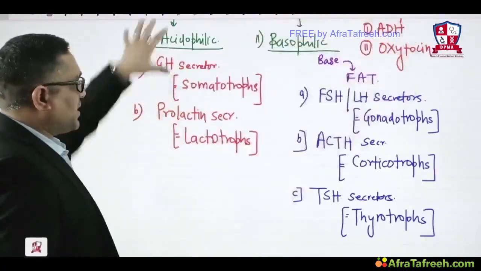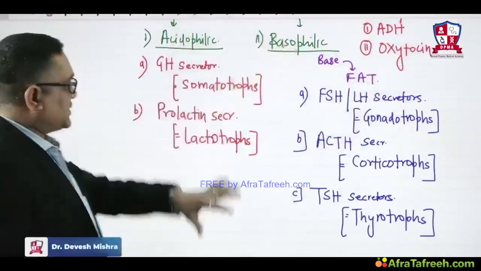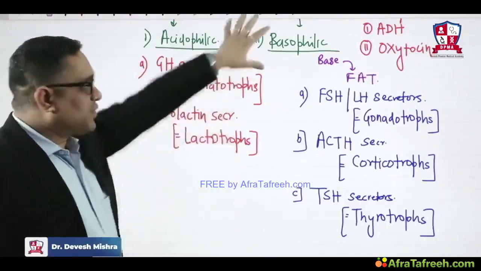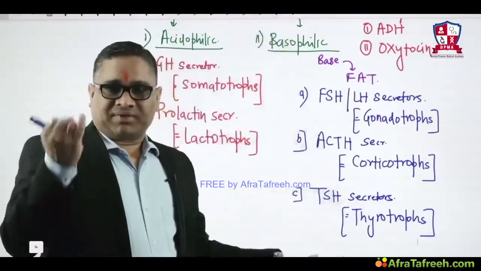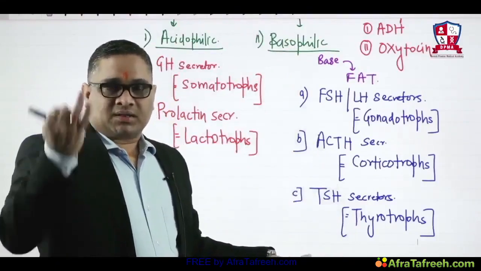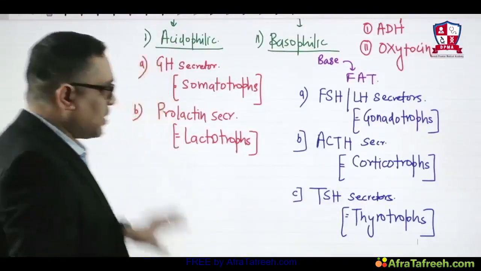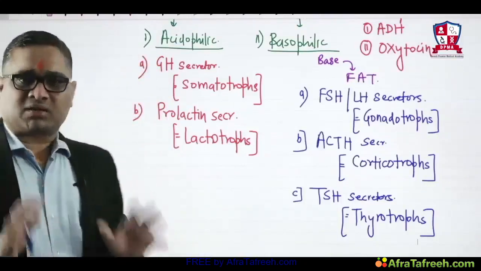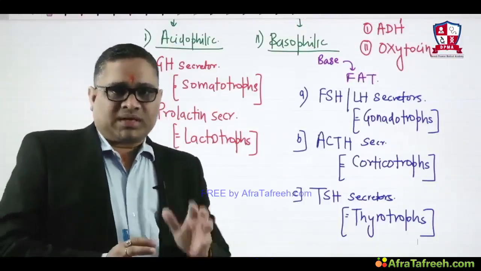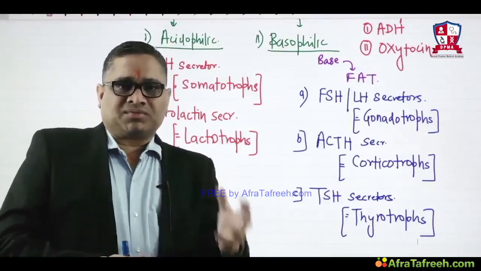The anterior pituitary has acidophilic and basophilic cells. Acidophilic cells are growth hormone and prolactin secretors. Basophilic are three cells: FAT, the FSH and LH secretors, then ACTH secretors, then thyrotroph secretors. So this is how we get a basic knowledge about the pituitary gland and hypothalamus. Now we will discuss the pathologies of the pituitary gland.